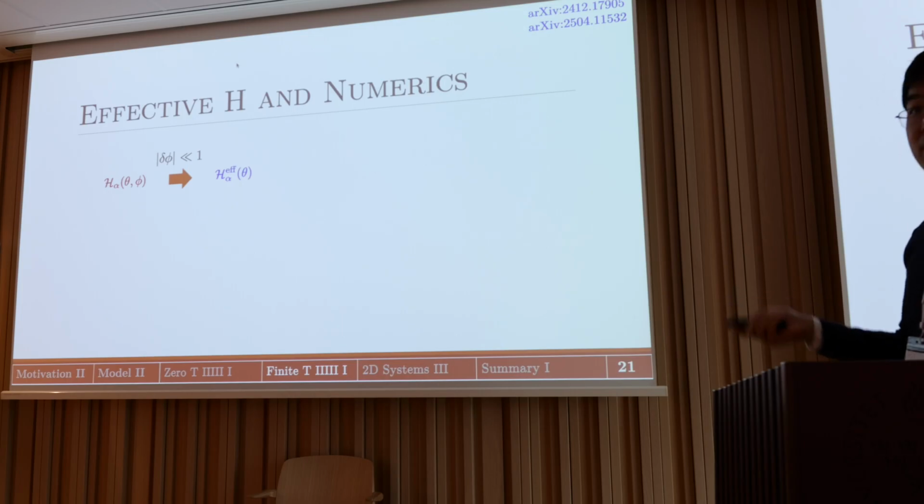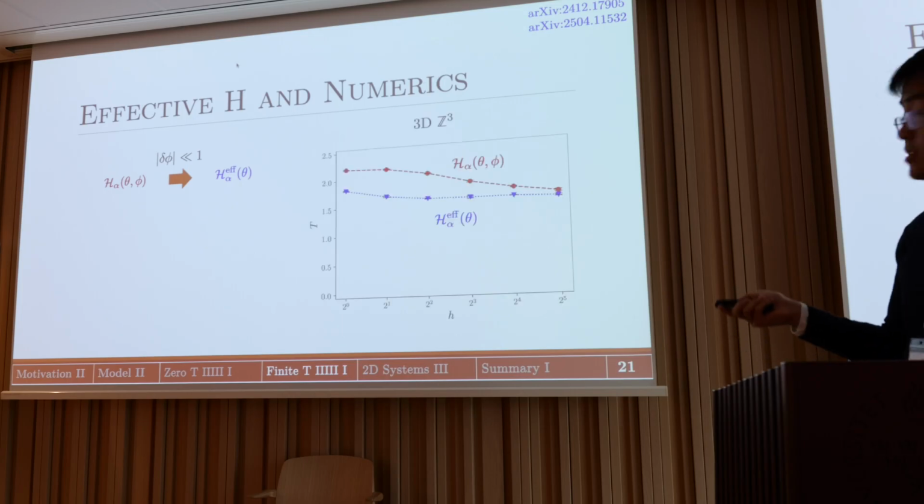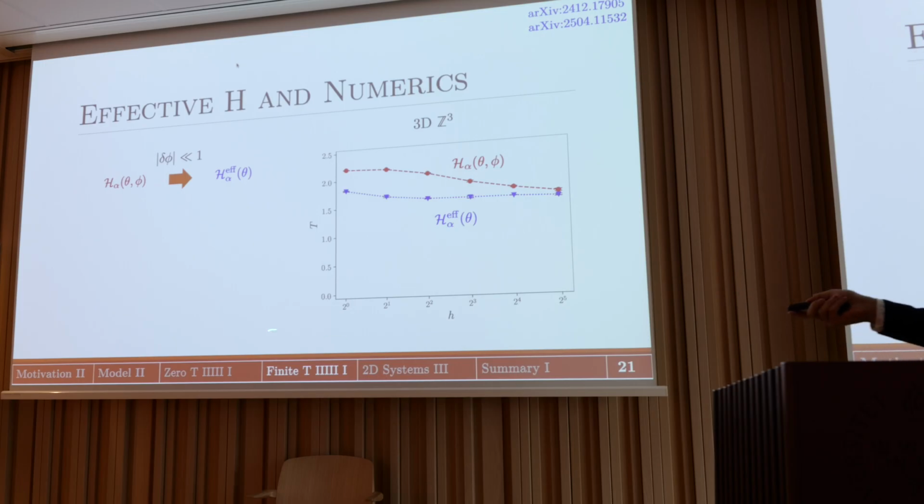And so here we give you some numerics in 3 dimensions. The x-axis is the disorder strength in exponential scale, so 2 to 0, 2 to 1, and so on. And the y-axis is the temperature. The red is the transition temperature of my full bilayer Hamiltonian, while the blue is the transition temperature of my effective Hamiltonian. And as you can see, the two coincide at large disorder. Now, 2 to the 5 is the largest I can simulate. Maybe you can do more if you want.